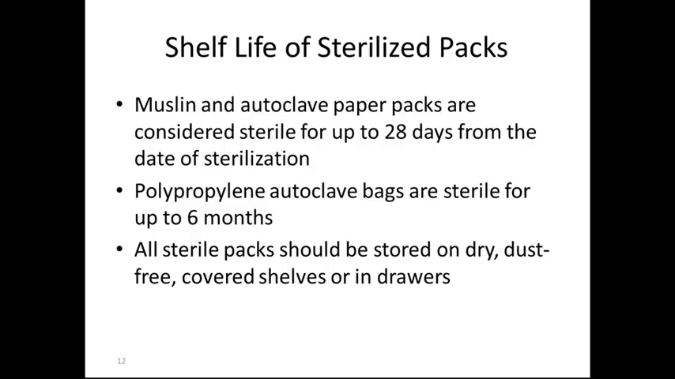The shelf life of sterilized packs: muslin and autoclave paper packs are considered sterile up to 28 days from the date of sterilization. Polypropylene autoclave bags are sterile for up to 6 months. All sterile packs should be stored on dry, dust-free covered shelves or in drawers. And a lot of times we use sterilized packs when there is a set of instruments that the physician uses for every procedure, for a specific type of procedure, I should say.